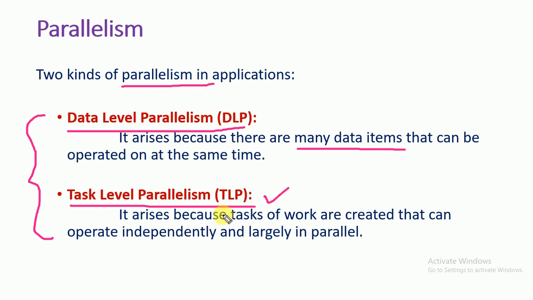But the second one is task level parallelism. It arises because tasks of work are created that can operate independently and largely in parallel. If the task is very large, you can divide the task into different subtasks, and those subtasks can be executed in parallel by using multiple cores, or in an interleaved manner if it is a uniprocessor system. So there are 2 categories of parallelism. Generally, we'll be looking into parallelism and other details later in the same subject.